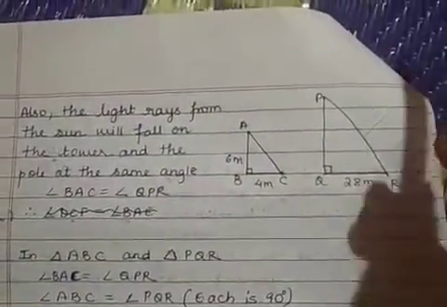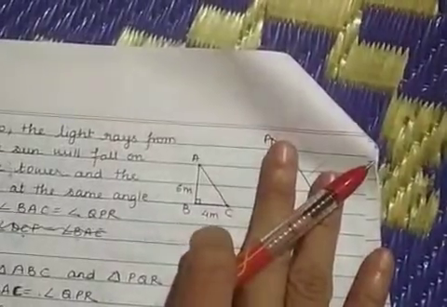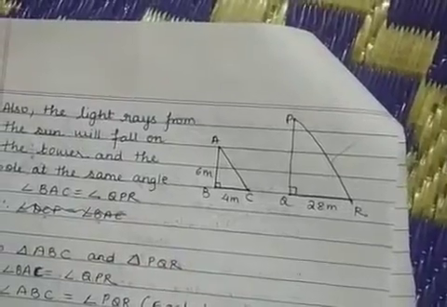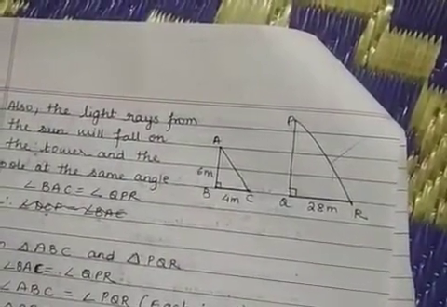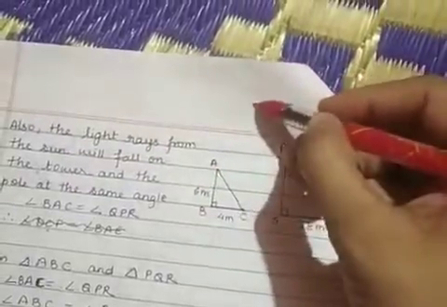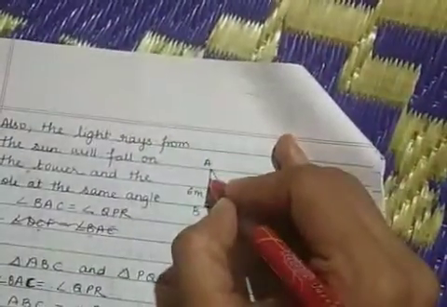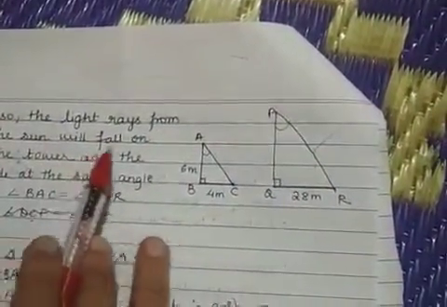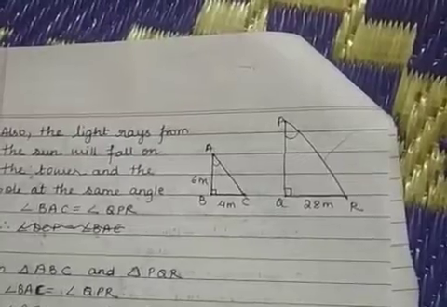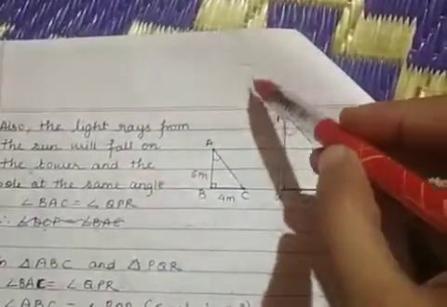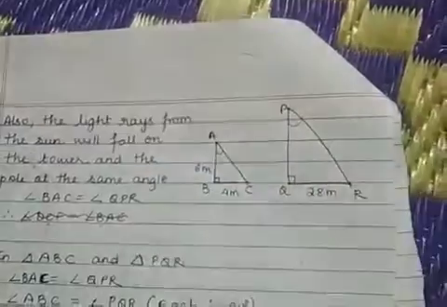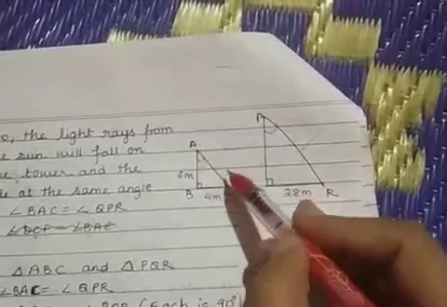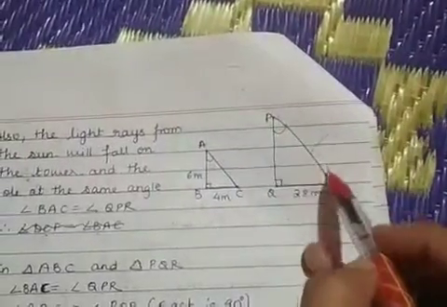Now another important observation that you have to make is, it is said that both the pole and the tower cast the shadow at the same time. So if suppose the sun is over here, the shadow is casted at the same time. So this angle and this angle will be equal. Why? The light rays from the sun will fall on the tower and the pole at the same angle. So because it is happening at the same time, the angle made by the light rays will also be same. That is, angle BAC will be equal to angle QPR.